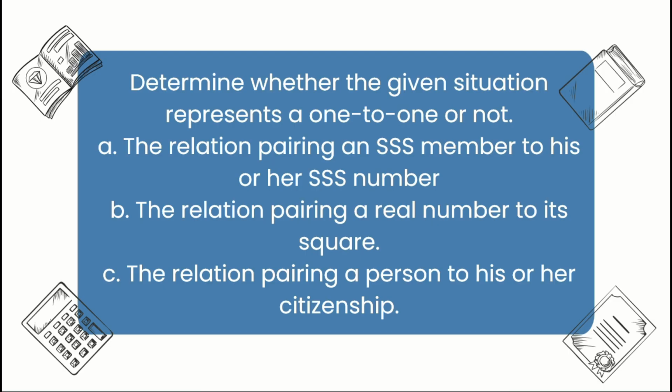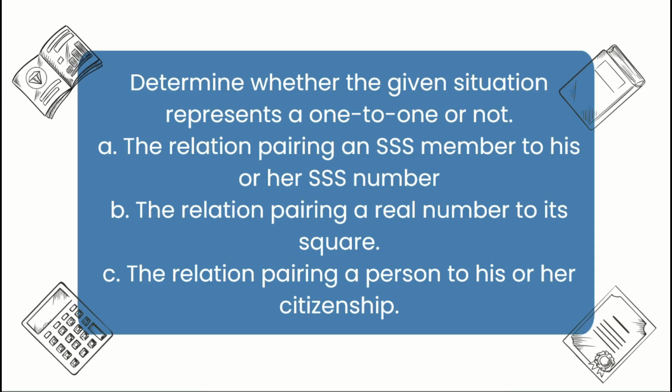And for letter C, the relation pairing a person to his or her citizenship. So, ibig sabihin, like for example, ako, I am a Filipino. Or maybe a person is an American. A person is a Phil-Am. So, yun. A person and his or her citizenship. So, please note na, katulad nung sinabi ko kanina, a person can be a Phil-Am. When we say Phil-Am, Filipino and American. Therefore, that is dual citizenship.